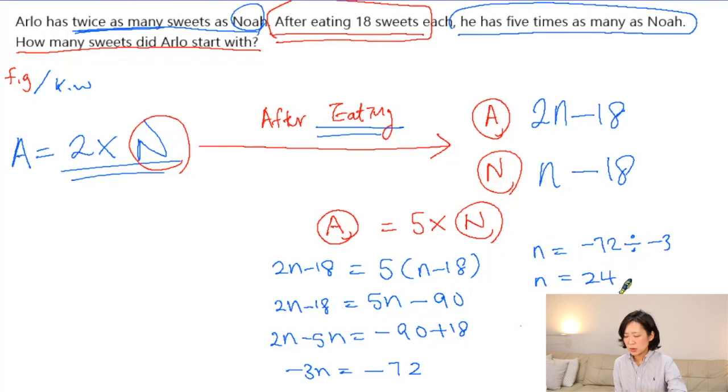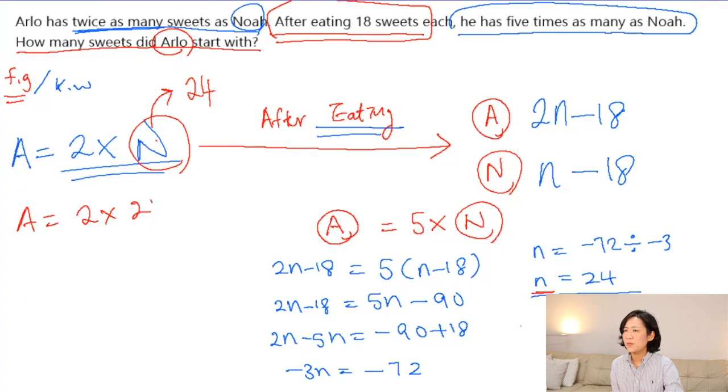So now let's see what n was. Always ask yourself, what's n? Our unknown value is the number of sweets that Noah has got at the beginning, right? Then now let's see our final goal. Our final goal is not Noah's sweets, it's Arlo's sweets. Arlo has got 2 times as many as Noah's sweets. That's why 2 times 24 gives you 48 sweets. So at the beginning, Arlo had 48 sweets.